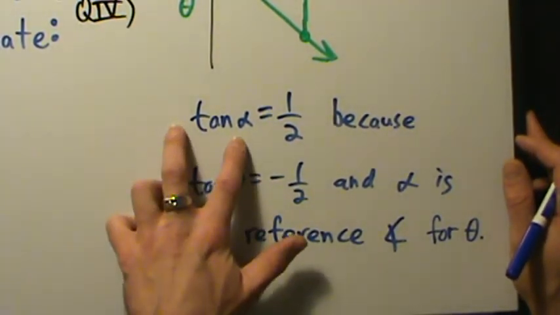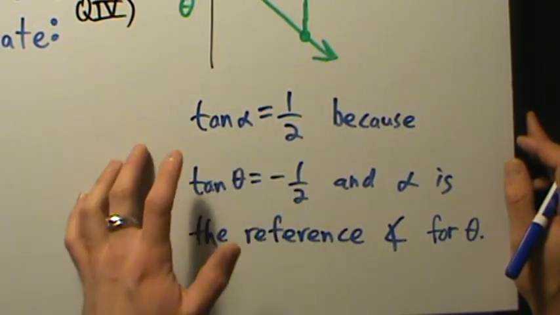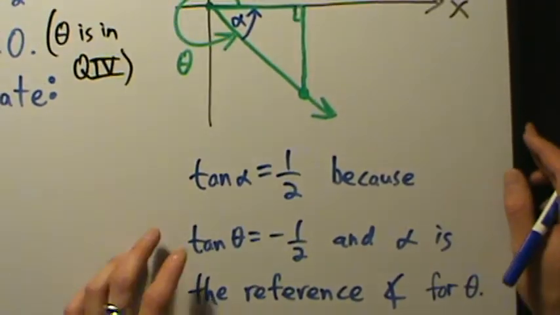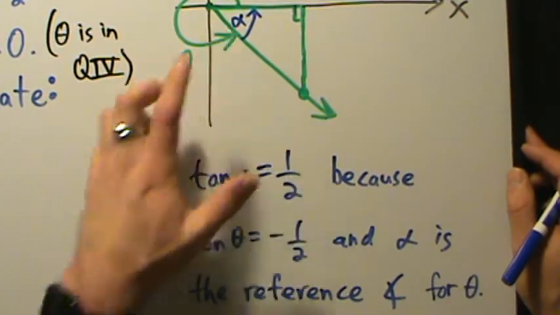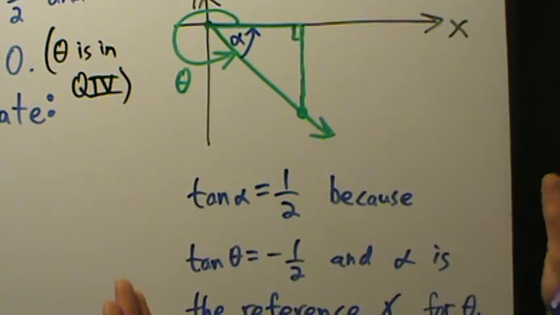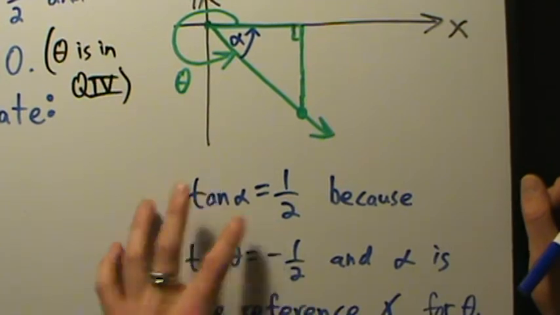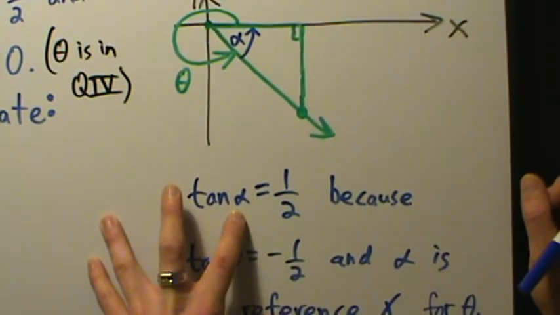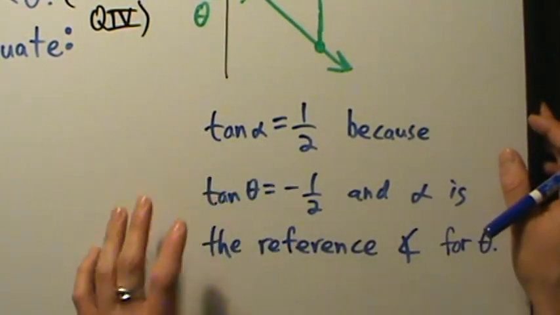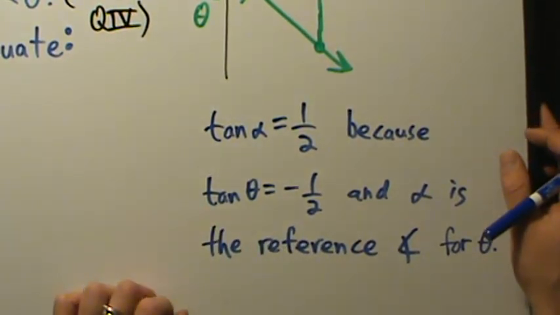But why is tangent of alpha positive? First of all, that's just how it works with reference angles, but more specifically, reference angles are always acute. Remember, reference angles are always acute angles because they're always this part of the right triangle here, so it's always between 0 degrees and 90 degrees, or between 0 radians and pi over 2 radians. Trig functions of acute angles are always positive. So trig functions of reference angles are always positive because reference angles are acute. That's why tangent of alpha is 1/2, because it's the reference angle for theta, and tangent of theta is negative 1/2.